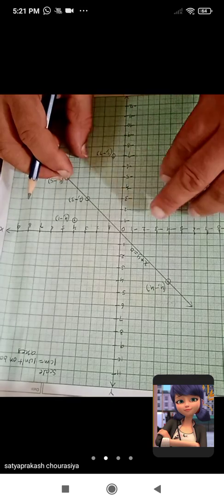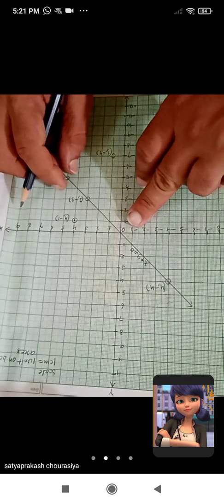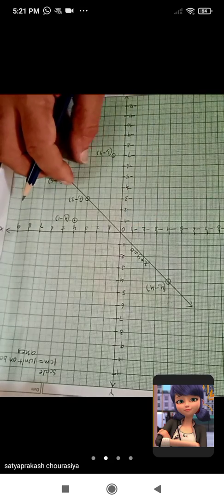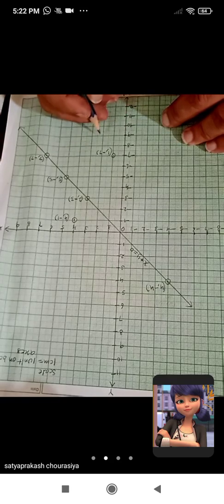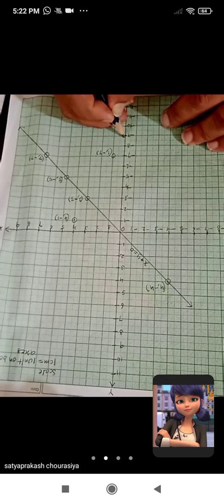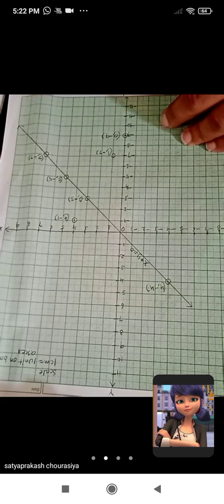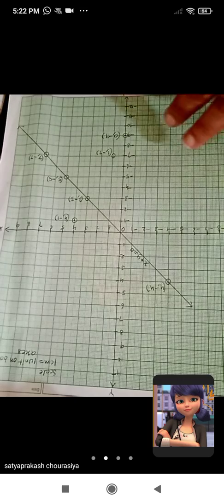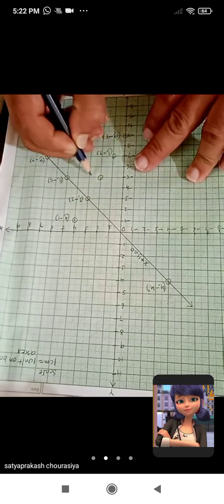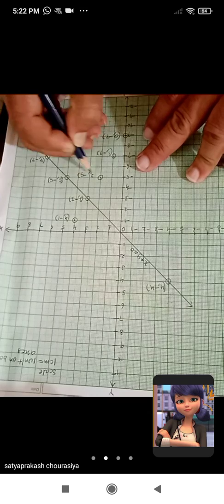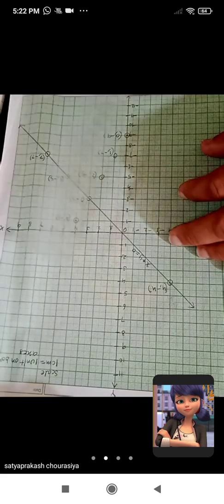Next point is 0 comma minus 9. Here the x coordinate is 0 and the y coordinate is minus 9, so minus 9 is on the y axis, below the x axis, so 0 comma minus 9. And the last point, 2 comma minus 5, is here. Okay, now we will join all 4 points.